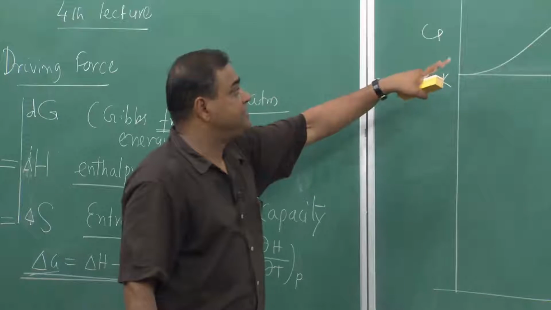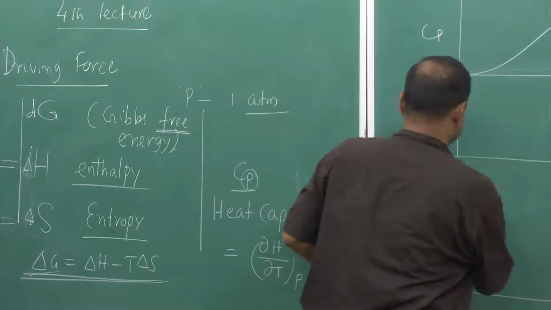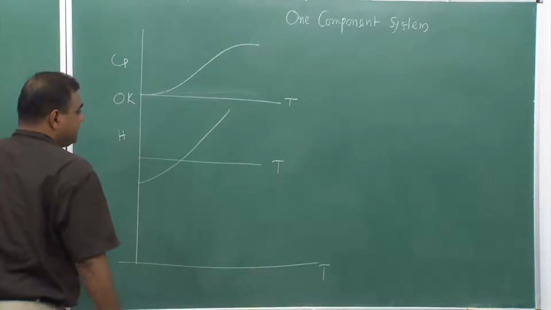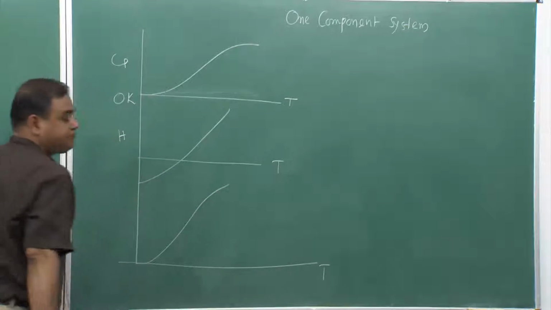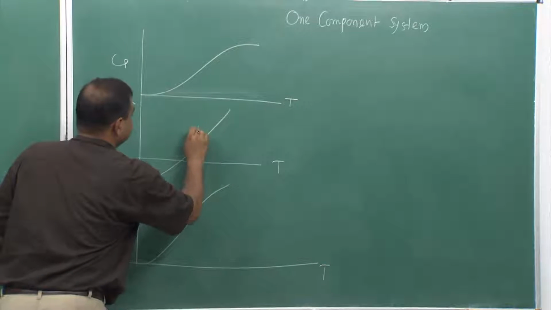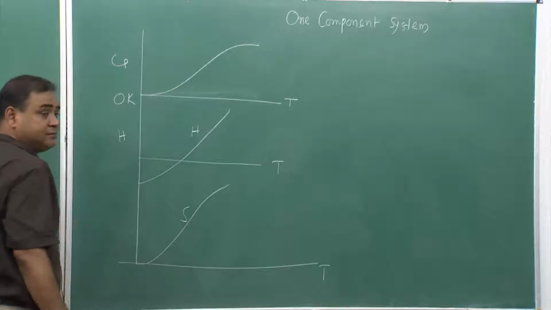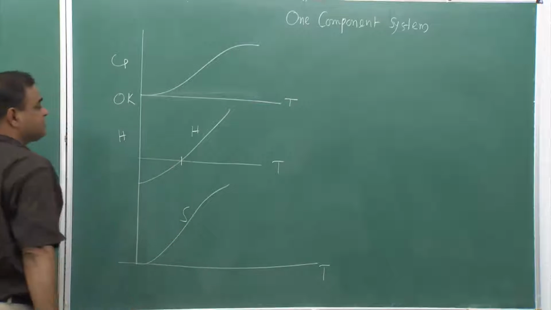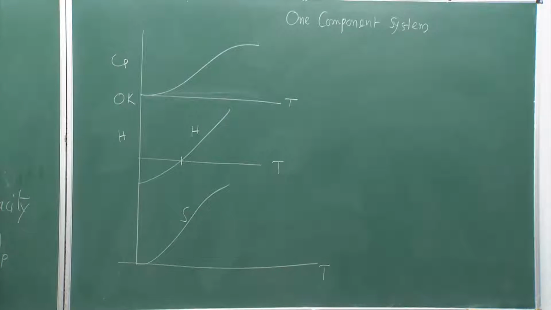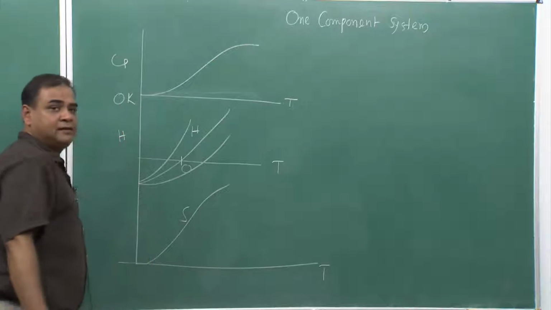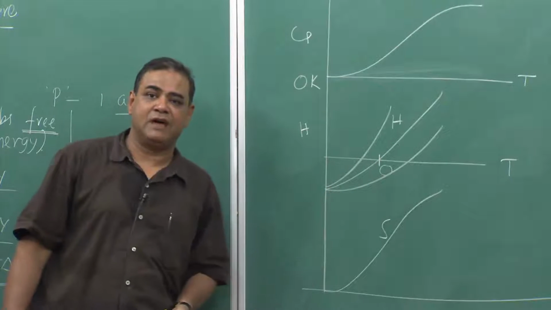Now, if we have Cp varying like this, then enthalpy varies like this. This is H, this is temperature again, and entropy varies like this. So, this is S, this is H. Now, this H is crossing the temperature line, and when it crosses, it takes a value of 0. So, the enthalpy value becomes 0. Now, this 0 can be anywhere, is it not? At any temperature it can assume a 0 value.